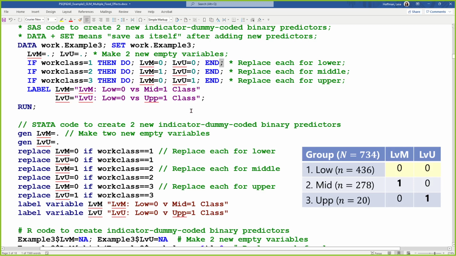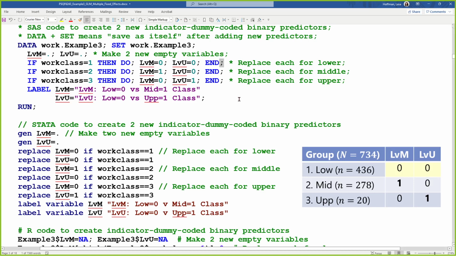So when this is all said and done, you will have an original work class column of 1s, 2s, and 3s, and you'll have 2 new columns in your data set of L versus M and L versus U. All right, questions on that?